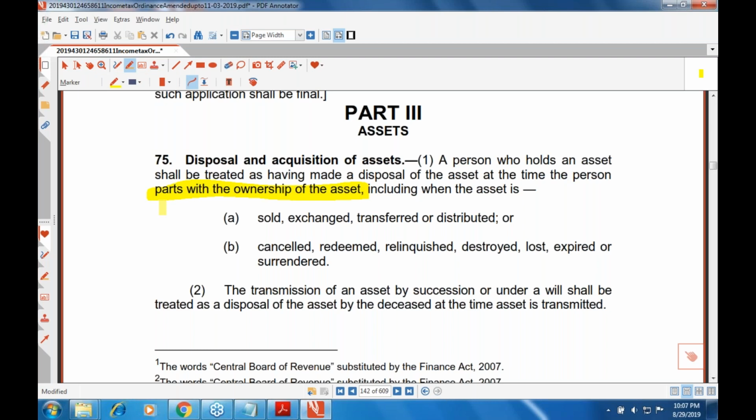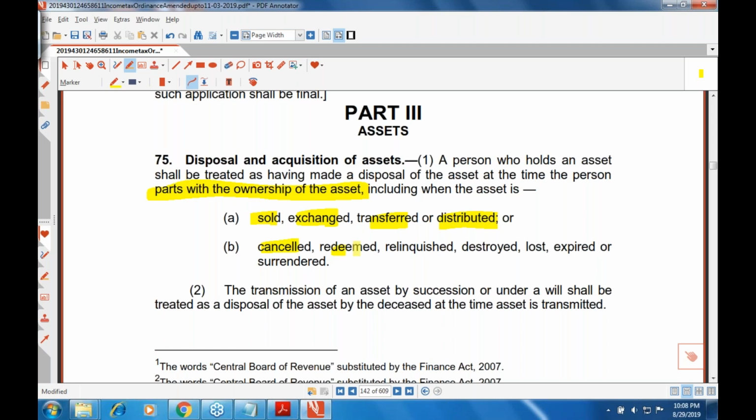Now, what are the ways of parting with the ownership of the asset? The law says that you can either sell the asset, exchange it, transfer it, or distribute it. Sell is to sell to somebody. Exchange is you give one, you take another. Transfer is you may give it as a gift, or as some other form of consideration. A company or a business can distribute it as a dividend. So that's all distribution.